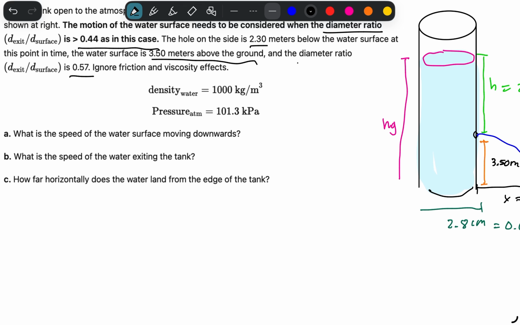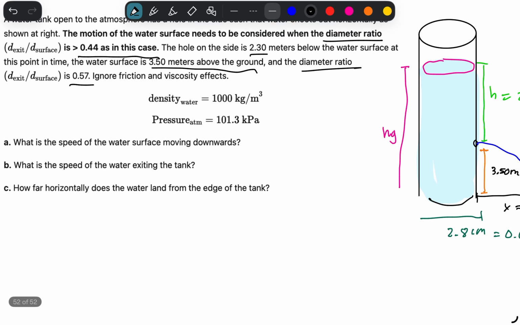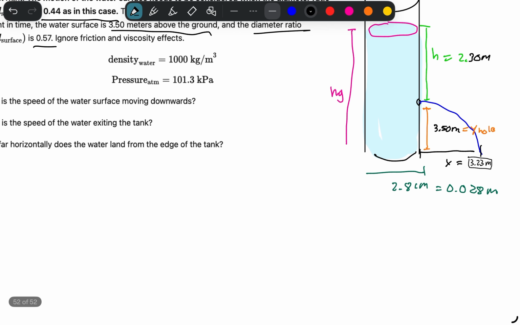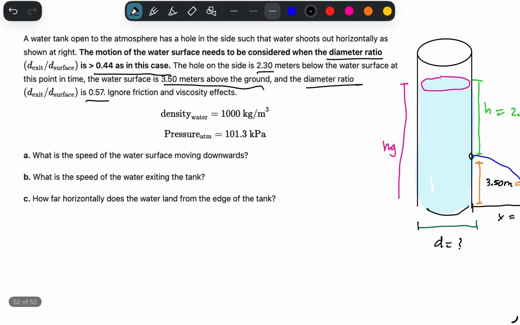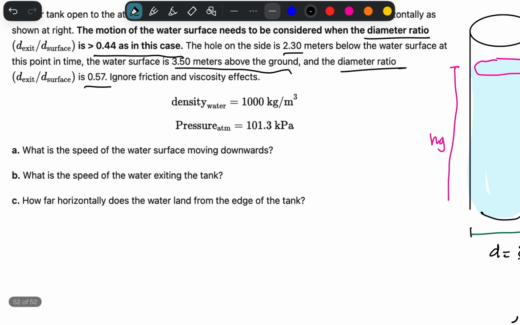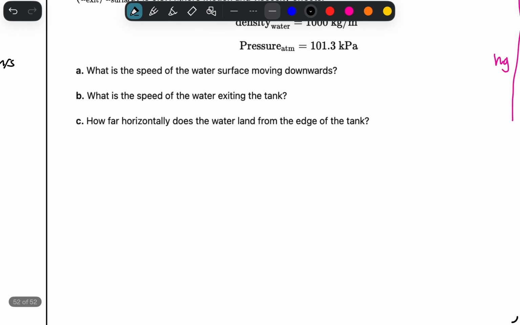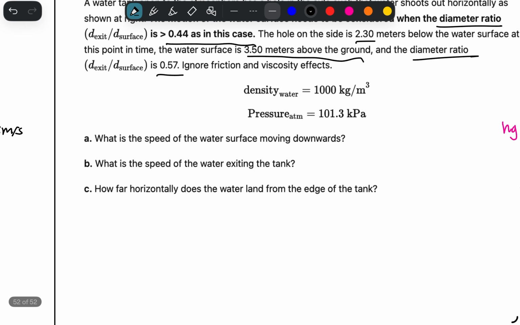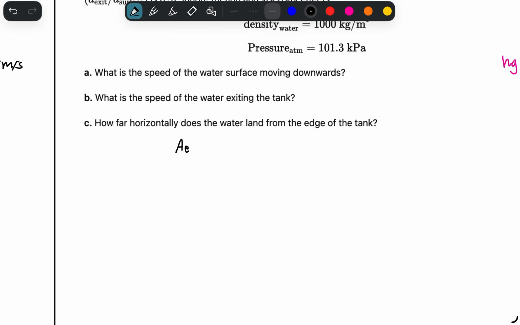And this is not drawn to scale, so it's fine. And the diameter ratio is that. But we're not given what the diameter is. So we don't even know what the diameter is. We're given what the ratio was, though. So let's just see here. Yeah, we have the d exit over d surface. So if we have that d exit over d surface, we already know from doing this multiple times that a exit over a surface can be found using that ratio.